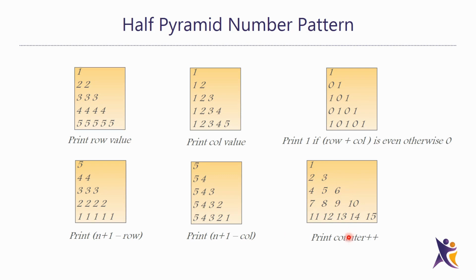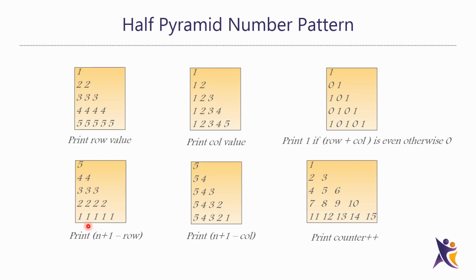So what you can do is take one additional variable and initialize it with 1, and whenever you want to print, instead of a star, you print the value of that counter and immediately increment it, so that it will keep on printing the format like this. One thing you should understand: don't try to memorize these formulas by heart. I'll tell you how to derive them.